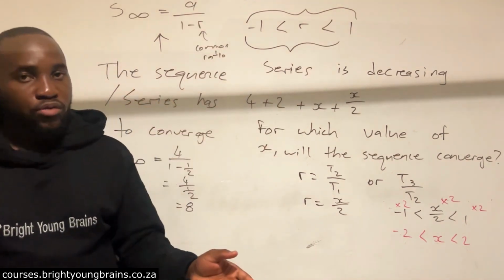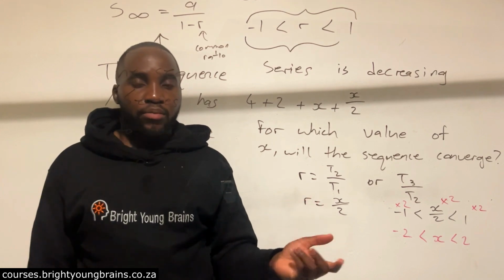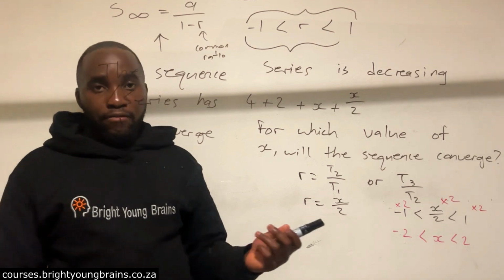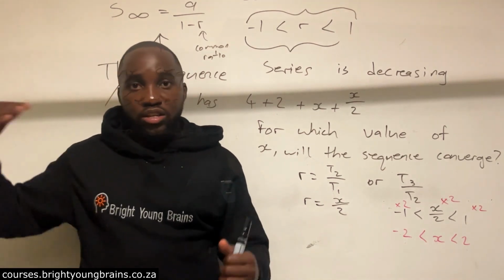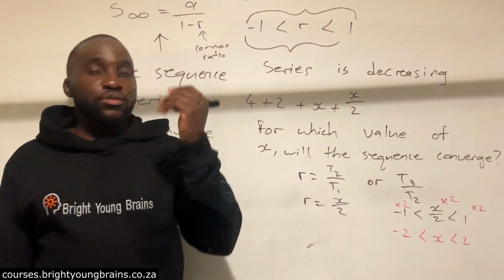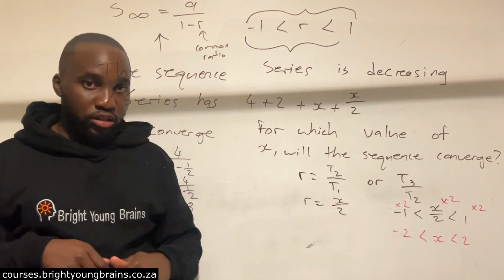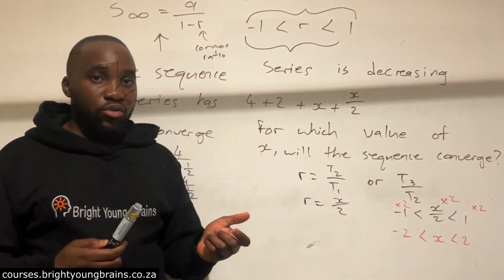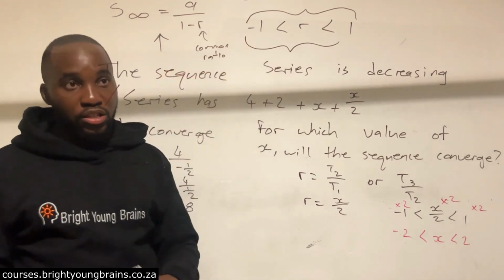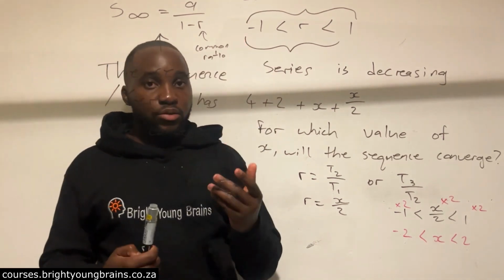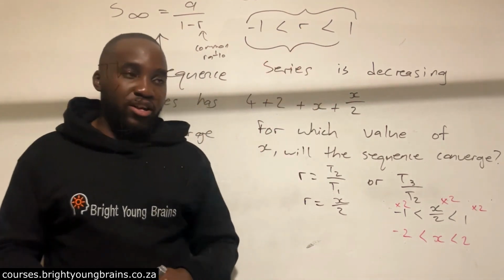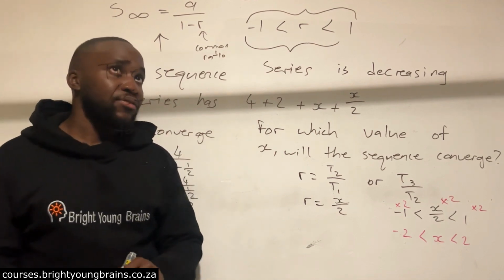You can never be asked for a sum to infinity if your sequence is arithmetic, because an arithmetic sequence does not necessarily have a sum to infinity. Even if it is decreasing, it cannot have a sum to infinity if it's an arithmetic series. And it cannot have a sum to infinity if it is a geometric series that is increasing. The sequence has to be decreasing, because if a sequence is decreasing, automatically the value of r is between -1 and 1. So that's that for this tutorial.